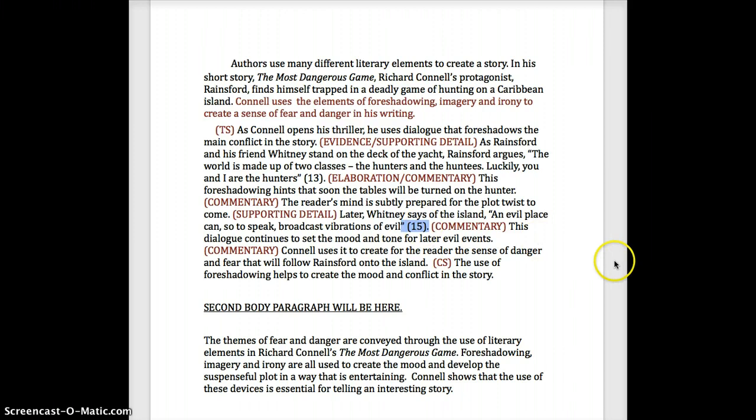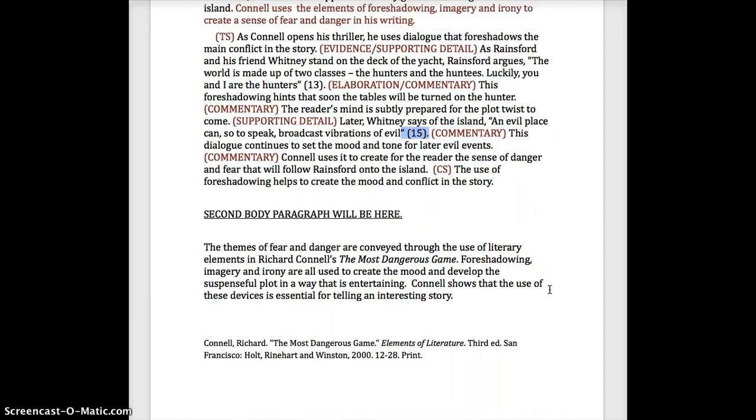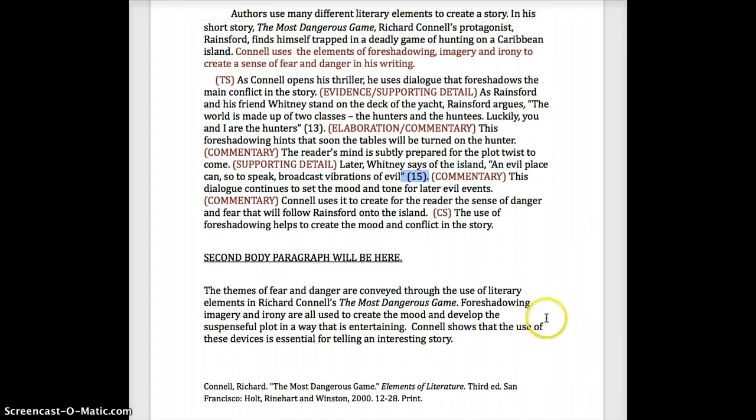Now, because you have cited specific page numbers in MLA format, you only include page numbers, not pp. or page or the author's name, only the page number in parentheses. You must include the bibliographical reference. Where did this come from? In this case, it came from the English book, which is called Elements of Literature. It's this particular story, and it's on pages 12 through 28 in your textbook.